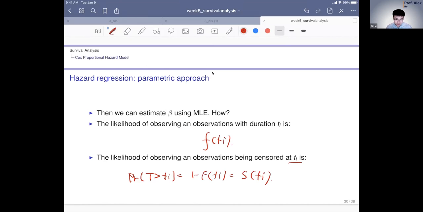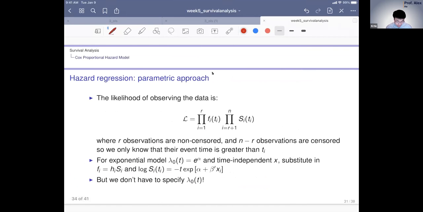That's your survival function. And that's your probability of you surviving longer than that point. And those are for the censored observations, because for those observations, the only thing we know is that it's bigger than something, but we don't know the exact time. But for the ones we know the exact time, we can just use the PDF. And that's the likelihood for everybody. Then we can just multiply them together. That will be the total likelihood of observing the entire data.